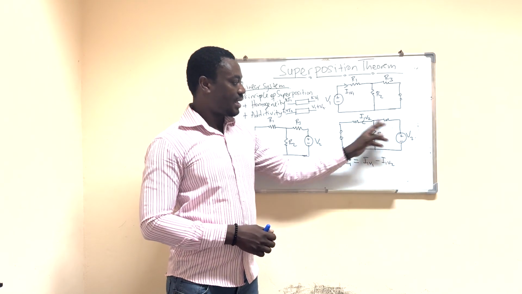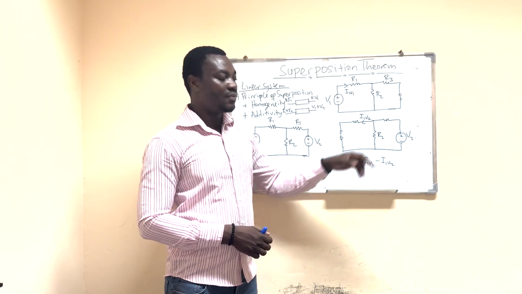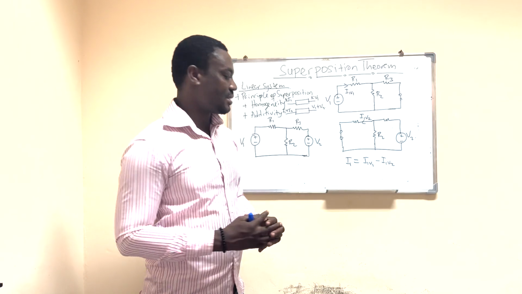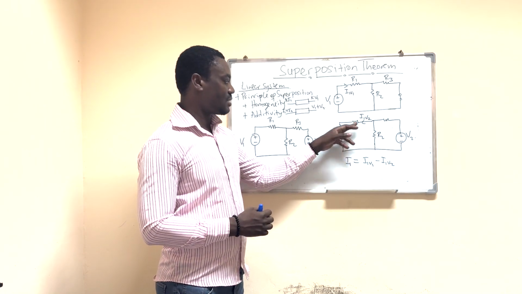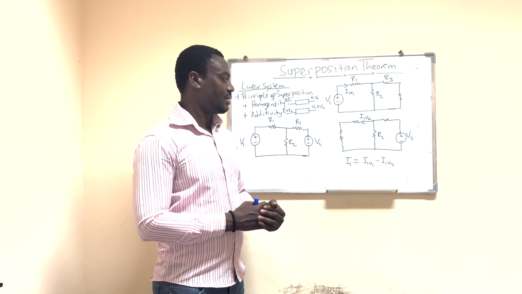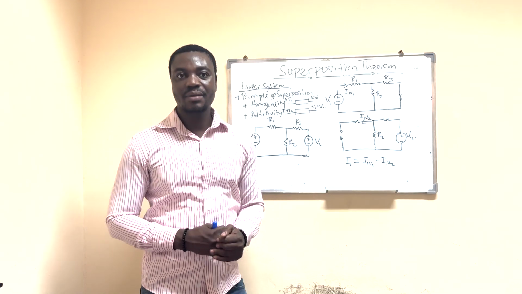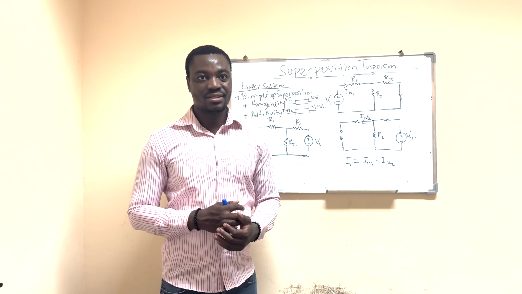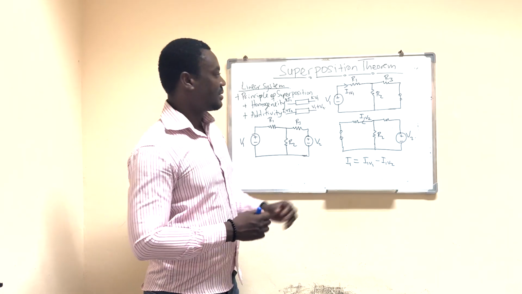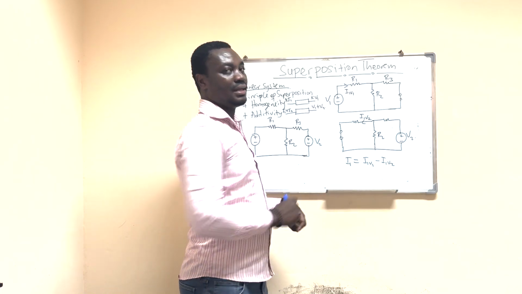Now, after getting the current passing through R1 due to V2 being active, then you do the algebraic sum. The algebraic sum of the current will give you the actual current passing through R1. And in doing the algebraic sum, it's very important that you pay attention to the direction of the currents. So in the first diagram, you can see the current is passing through this direction, right?